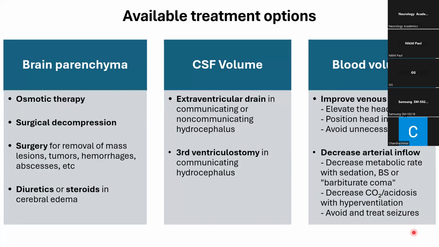There are three components within the intracranial compartment: brain parenchyma, the blood, and the CSF. So we have to see how we could manipulate each of these components to control the ICP.